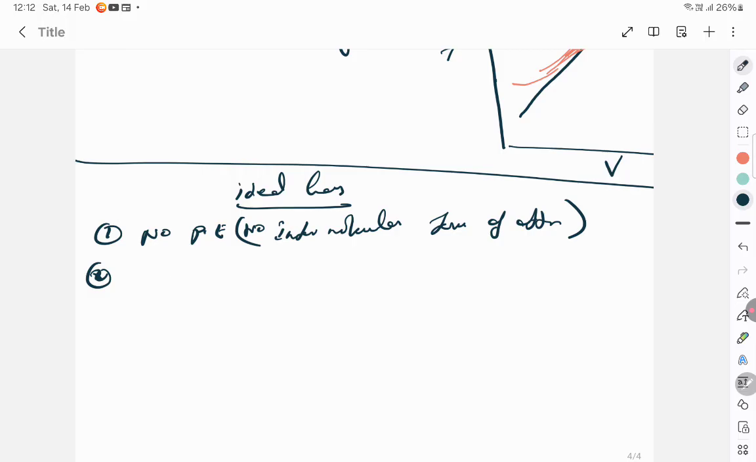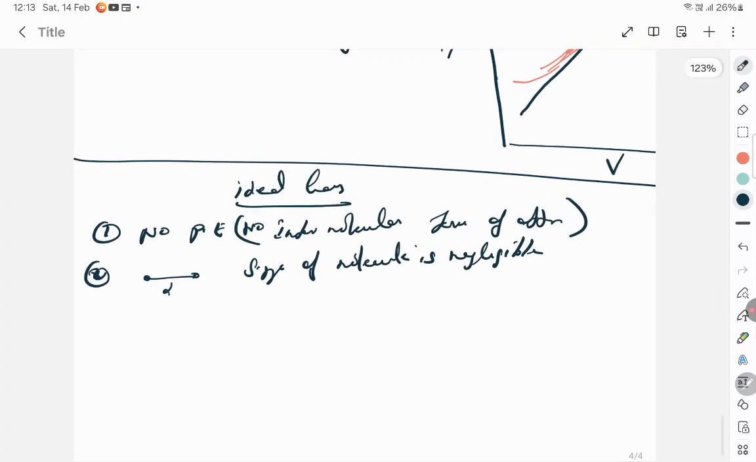Number 2, I told you the size of the molecule is negligible. The size of the molecule is negligible when compared to the distance between the two molecules. When compared to the distance between the two molecules, the size of the molecule is negligible.